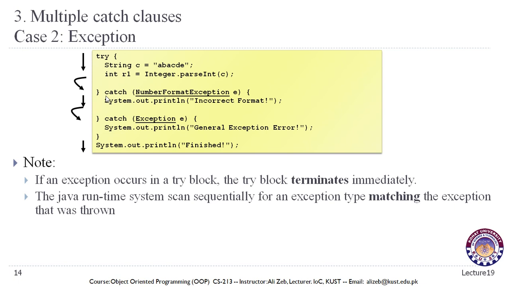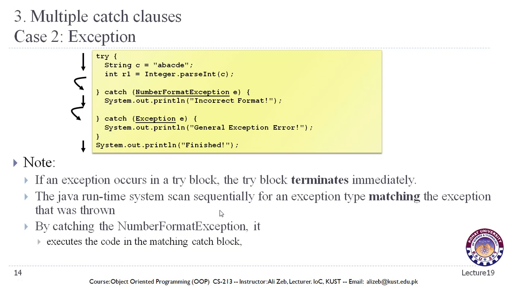The Java runtime system scans sequentially for an exception type matching the exception that was thrown. If the type of exception that has been thrown matches the exception handler class that we are trying to catch it with in this catch block, Java will find that exception handler. By catching the number format exception, it executes the code in the matching catch block.